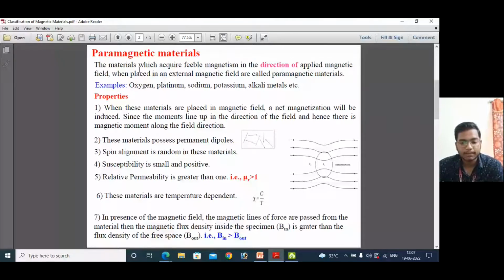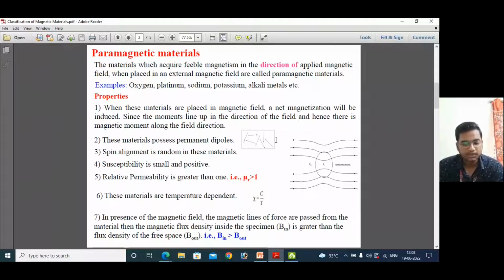Now let us see some examples of paramagnetic materials. Oxygen, platinum, sodium, potassium, and alkali metals come under paramagnetic materials. The properties of paramagnetic materials are: when these materials are placed in a magnetic field, a net magnetization will be induced since the moments line up in the direction of the field, and hence there is magnetic moment along the field direction. These materials possess permanent dipoles. Spin alignment is random in this direction. We can see the spin alignment in this picture.